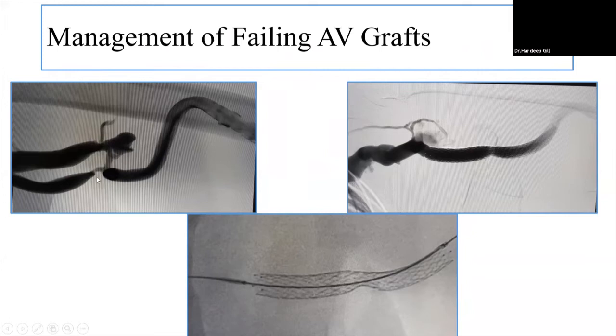An angiogram shows that there is a very high-grade stenosis at the venous anastomotic site. Angioplasty is done, and after angioplasty, there is recoil of the area that was treated. So we stented it. That's how a stent looks, a bare metal stent. And that's the final result with good flow back into the central circulation.